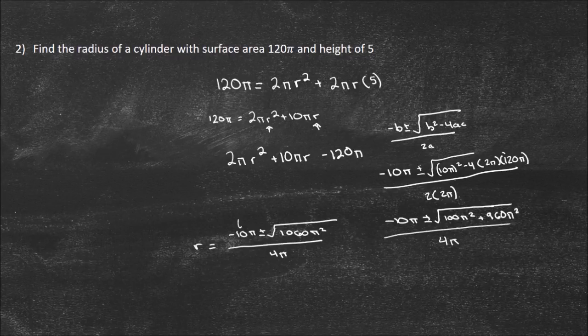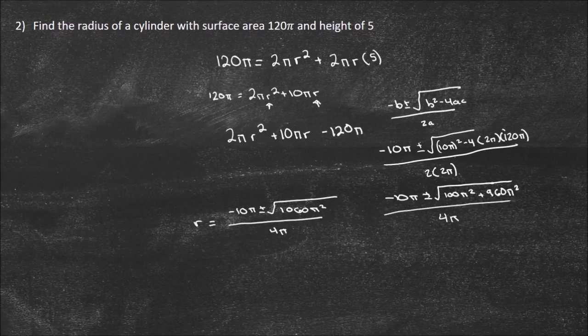Because if we're taking negative 10 pi and we're subtracting the square root of 1060, we don't know the square root of 1060, but we do know it's something greater than 10, right? Because the square root of 100 is 10, but we have the square root of 1060. So it's going to be some fairly large number, like maybe 35 or something, roughly. So if we had negative 10 pi minus 35 pi, that would be negative 45 pi. But our radius can't be negative. So we really need to check our solutions here.